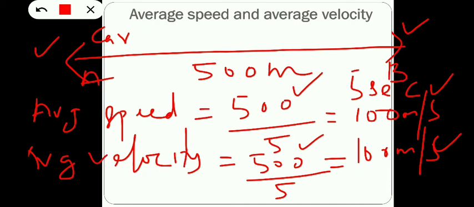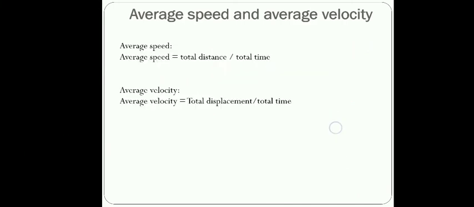And do you know which instrument measures the distance traveled by an automobile? An instrument is fixed in the automobile to measure the distance traveled. Yes, it's the odometer. The odometer measures the distance traveled by a vehicle, and similarly a speedometer is there in automobiles. The speedometer measures the speed of the vehicle. Okay, children. So this is about average speed and average velocity. Average speed is total distance by total time. Average velocity is equal to total displacement by total time.